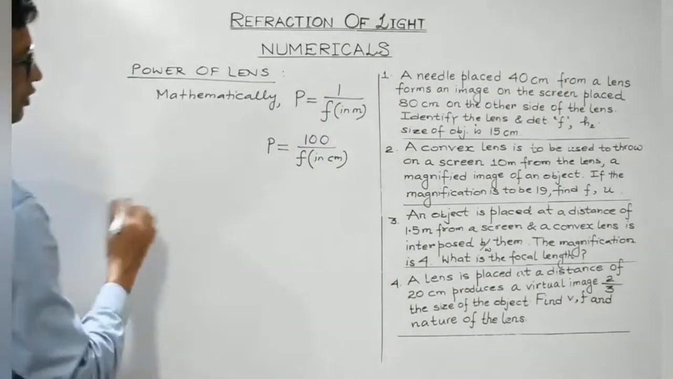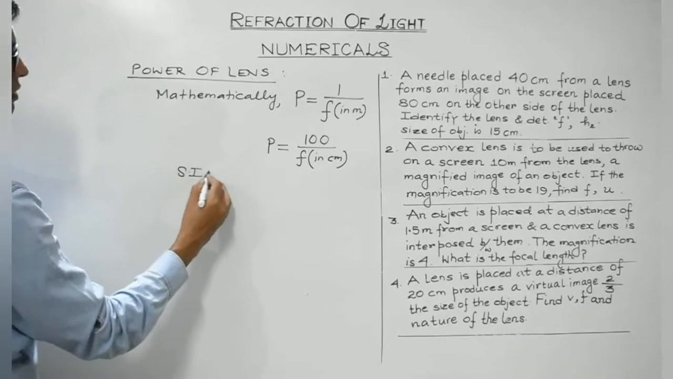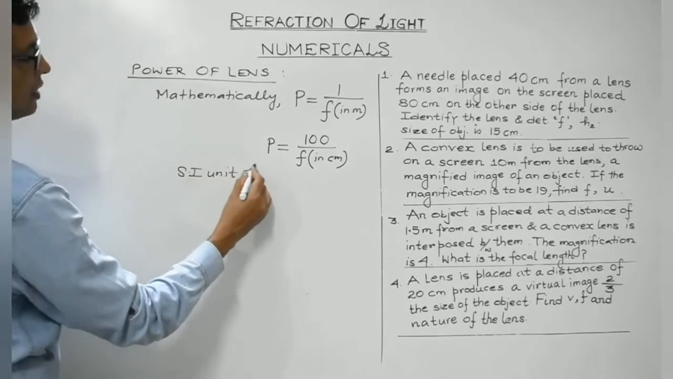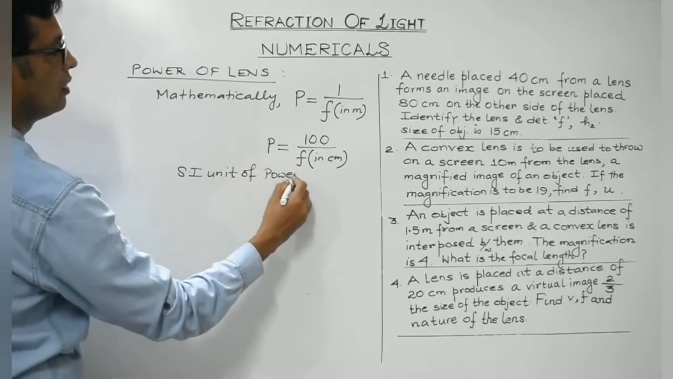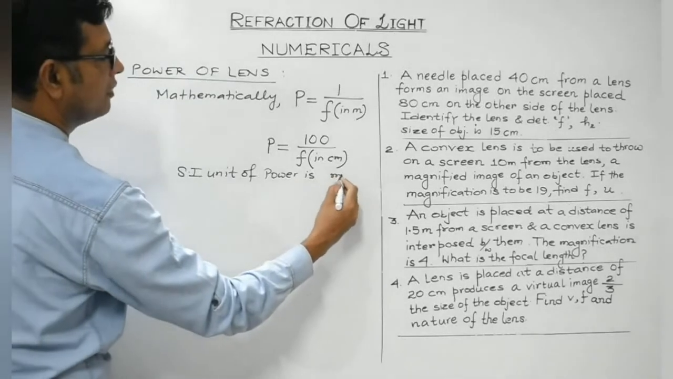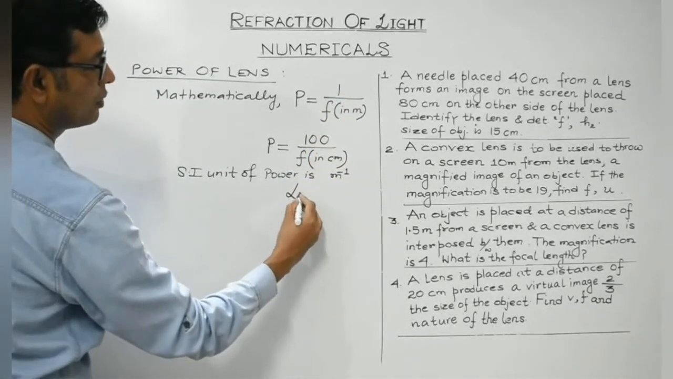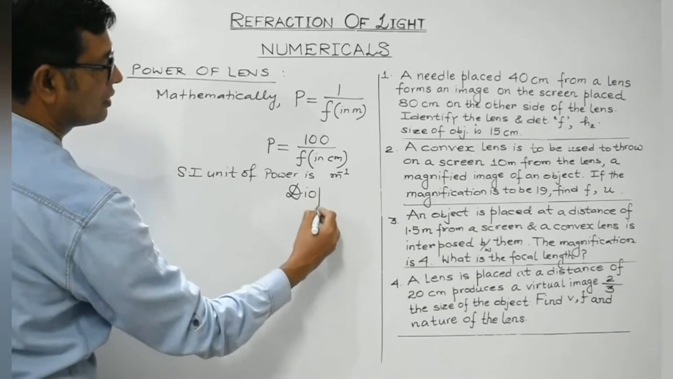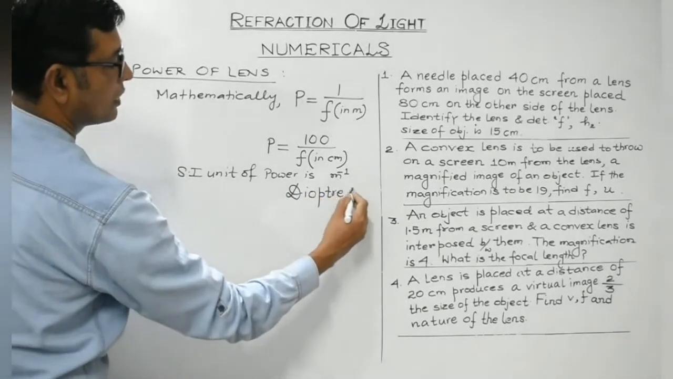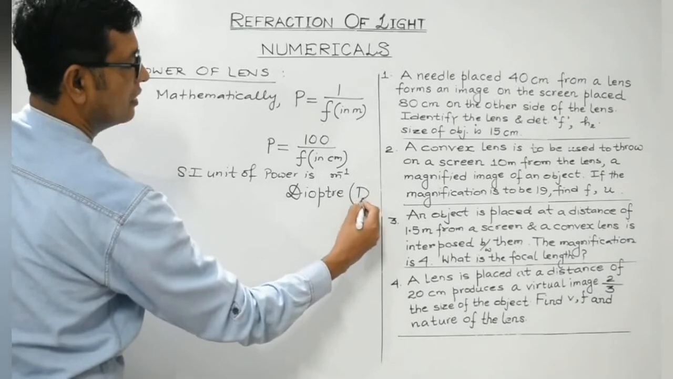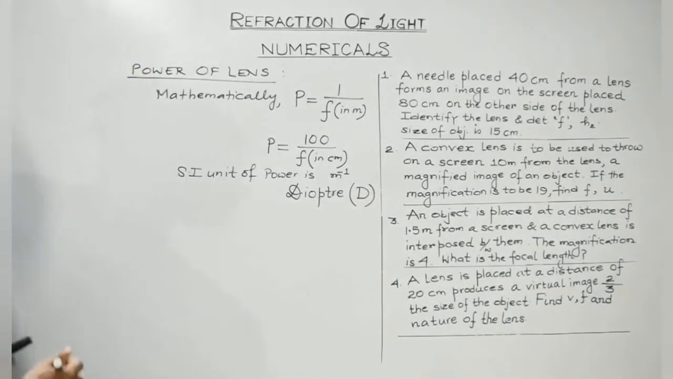So the SI unit of power is meter inverse, reciprocal of meter. It is also known as diopter, represented by capital letter D.